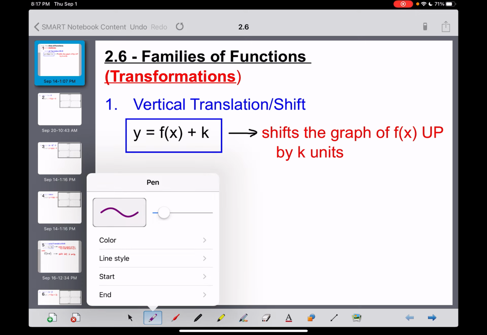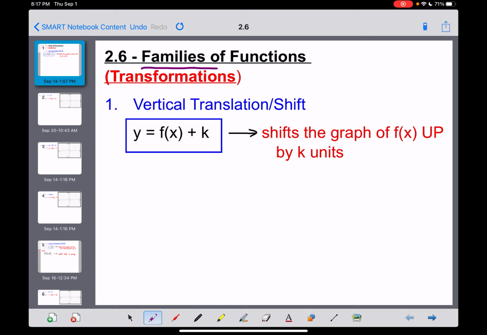So the title of this section doesn't tell you a whole lot. Families of functions, but this is really the important word that we're going to be talking about here, transformations. Essentially, this section is asking us, if you know what one particular graph looks like, how can you quickly come up with a transformation or just a different variation of that same graph?